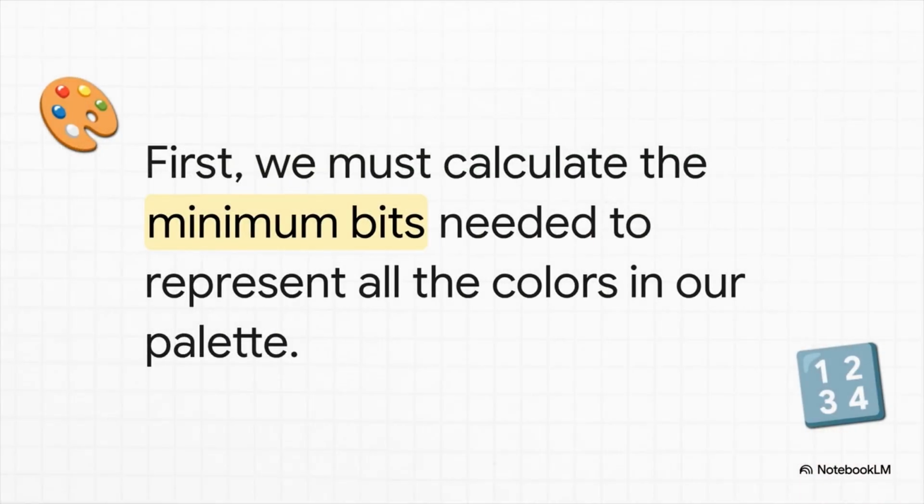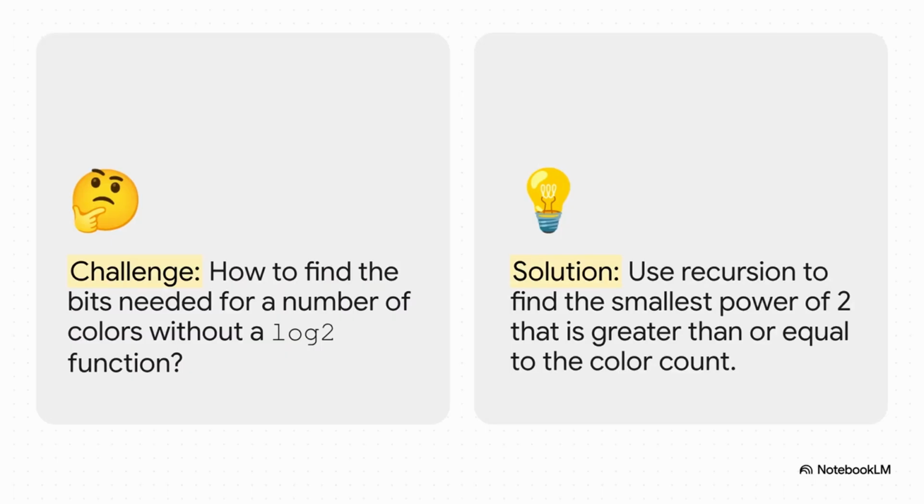So step one is a really crucial one. We need to implement palette bit size. And here's the puzzle. How do you figure out the minimum number of bits you need to represent all your colors when you don't have the normal math functions you might be looking for? Yeah, the tricky part here is Elixir doesn't just hand you a log2 function. So what's the Elixir way to solve this? Recursion. It's actually pretty clever.